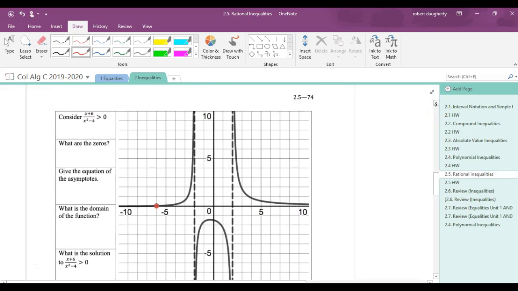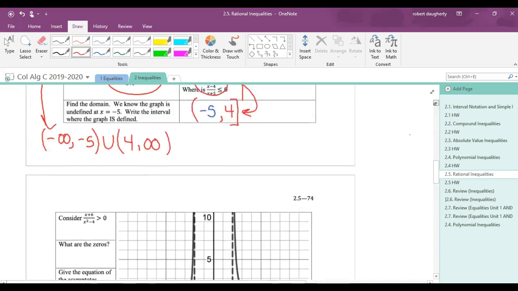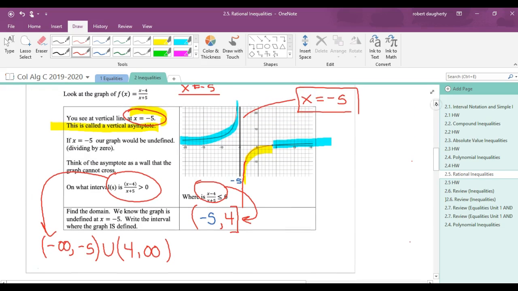So let's look at this one. Here's -5 right here. So I've drawn a line here saying that my graph will never have a value at -5. So here's the graph of the function. It does not exist at -5. So I've got this vertical line that's just like a wall that says my graph does not exist here.